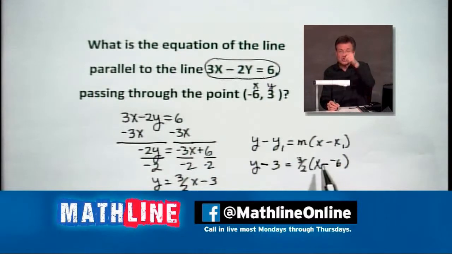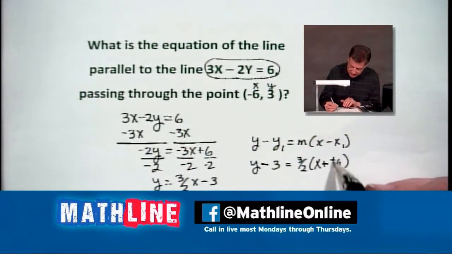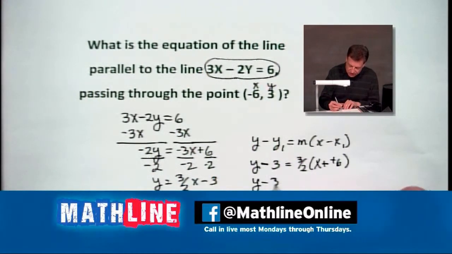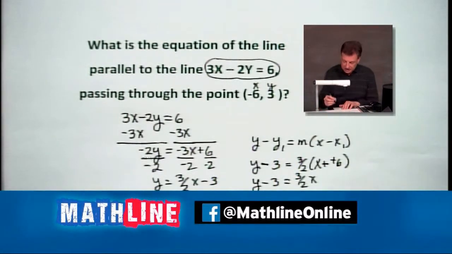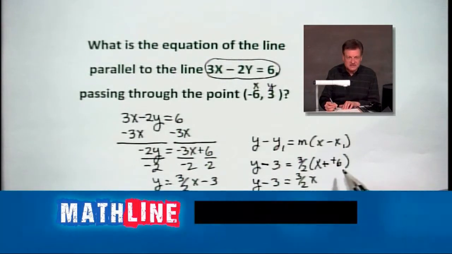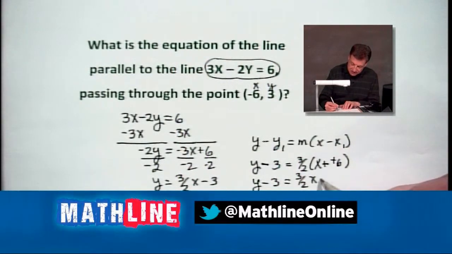Because what's going to happen there? It's going to go plus 6 on us. So I've got y minus 3 equals 3/2 x. Ooh, that's getting big. Play with that a little bit. How about it? 3/2 of 6, that'll be 9. 3/2 times 6 is 9.